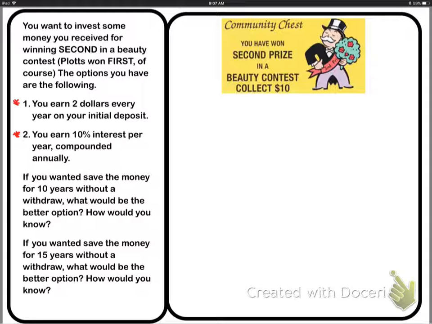So if it's a linear function, we know we're using y equals mx plus b. Again, m is our rate of change, and b is our starting amount. So what we started with was $10. That's how much we won from the beauty contest. And the rate of change is $2 every year. So when we plug that information in, we get y equals 2x plus 10.